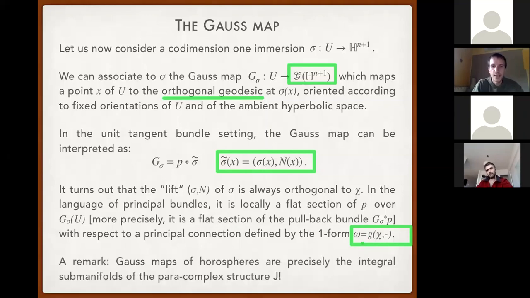And now a remark, just to relate with what I was saying previously, you might wonder, why is this para-complex structure that you defined on the space of oriented geodesics integrable? Well, the integral submanifolds of the +1 and -1 distributions are just the Gauss maps of horospheres. So you can prove directly that this is integrable because you exhibit the integral submanifolds in the sense of distributions.